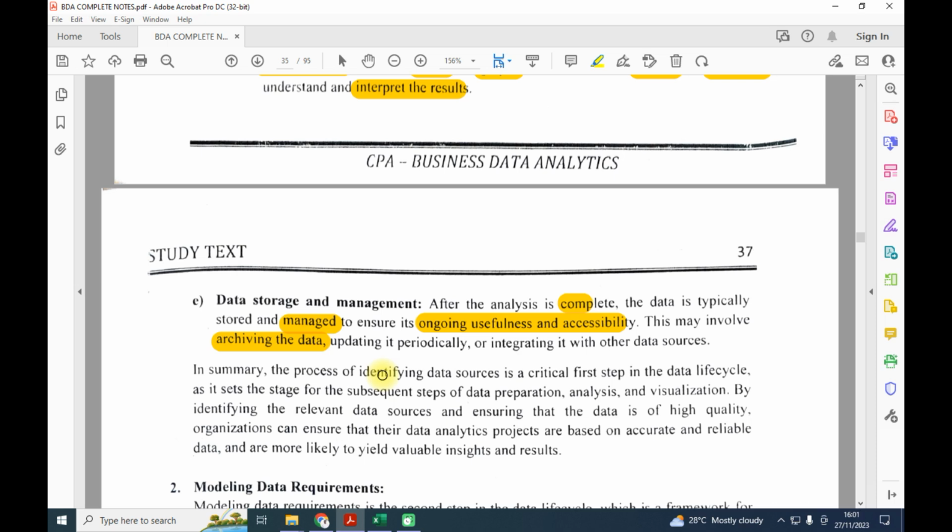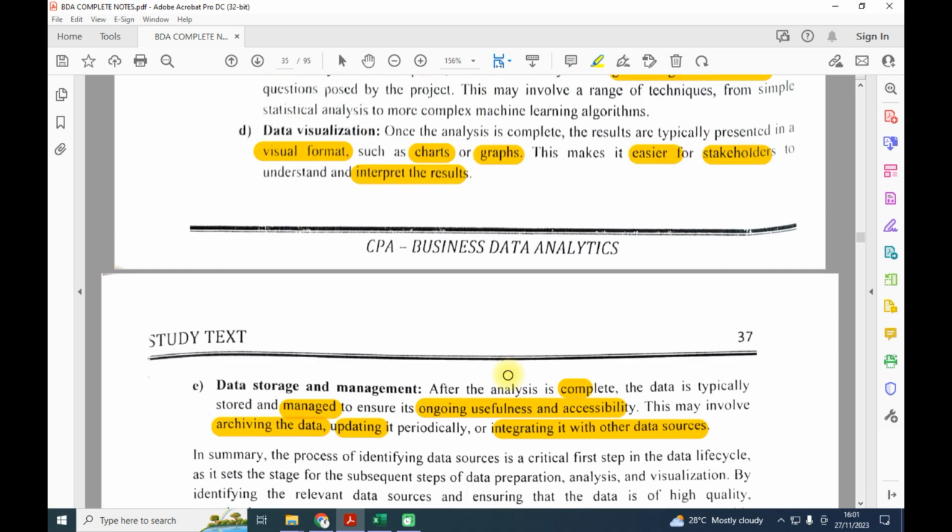The process of management still involves updating the data periodically and integrating it with other data sources. That is under the process of management of data. We can easily integrate that data with other data sources. So those are the major 5 phases. So don't forget about the stages and the phases. The phases are 5, the stages are 6.